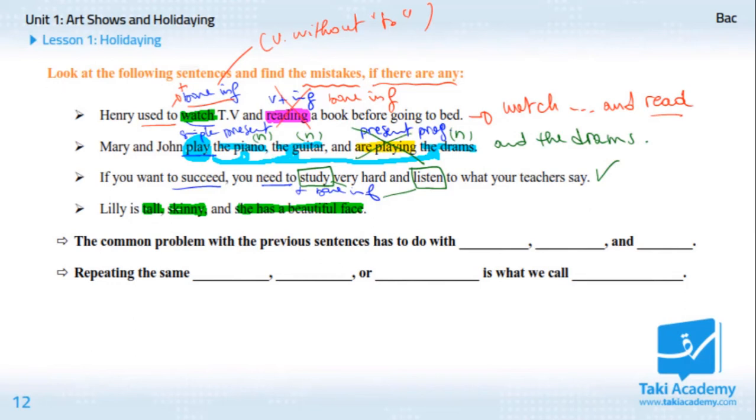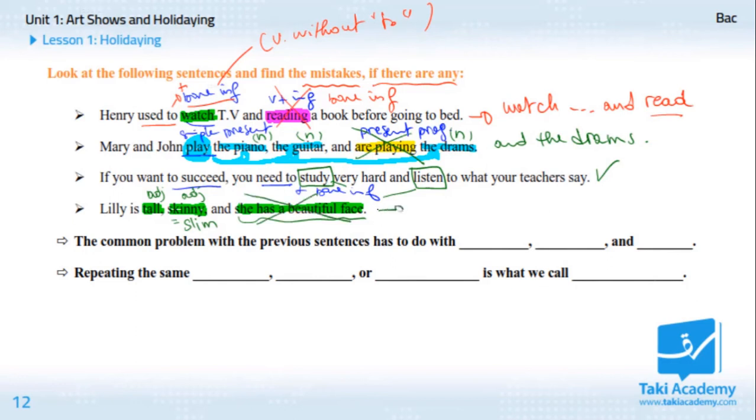So let's identify the nature of these words. So Lily, this is the name of a girl. Tall, this is an adjective. Skinny, which means she is slim. So here, this is another adjective, slim or skinny. These are adjectives. And then here, what do I have? She has a beautiful face. Is that an adjective? No. So this is not an adjective. So the problem is with this one.